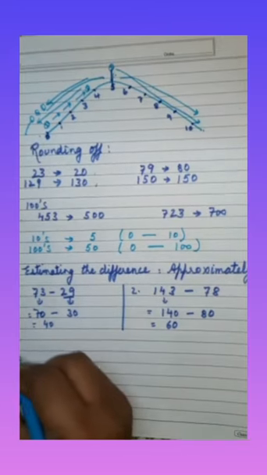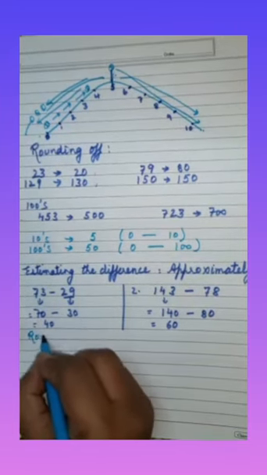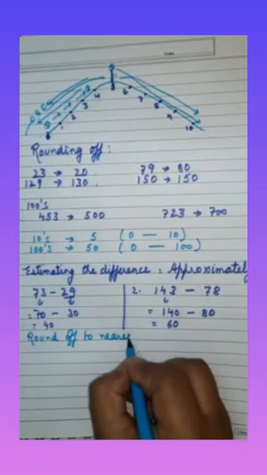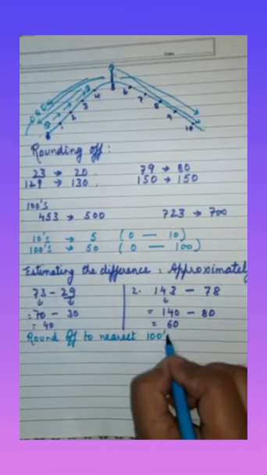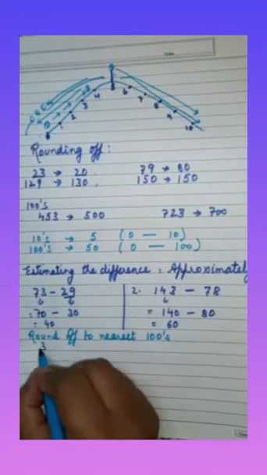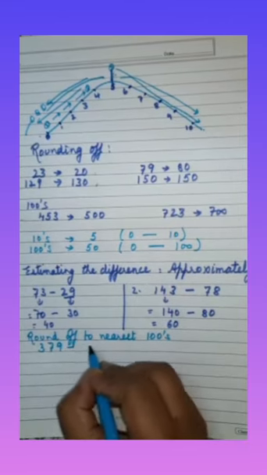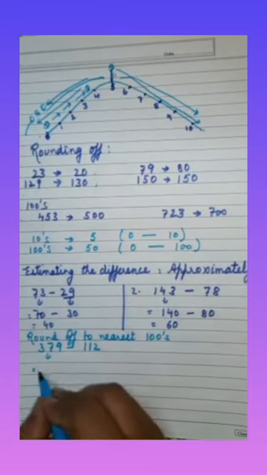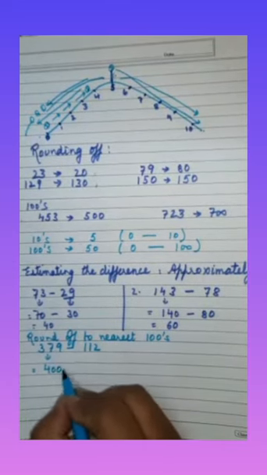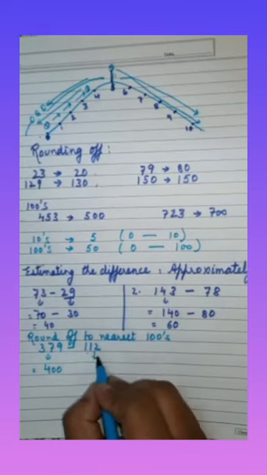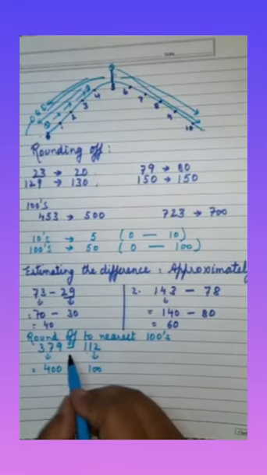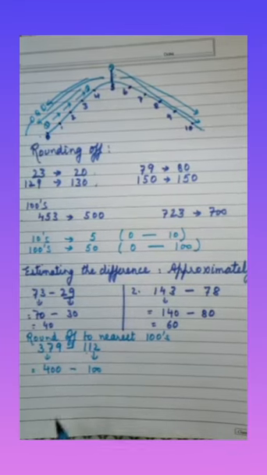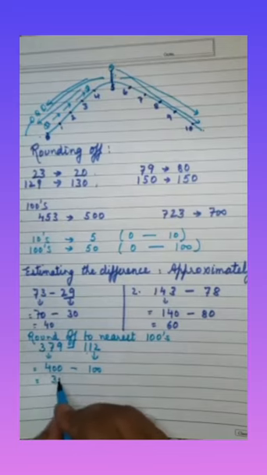Now we'll take rounding off to the nearest 100. We'll round off to the nearest hundreds. Okay. For this again, we see different examples. We have say 379 minus 112. Okay. 379 to the nearest 100 becomes 400. 112 becomes 100. Now the sign used over here is subtraction, so we'll write minus. So 400 minus 100 becomes 300.